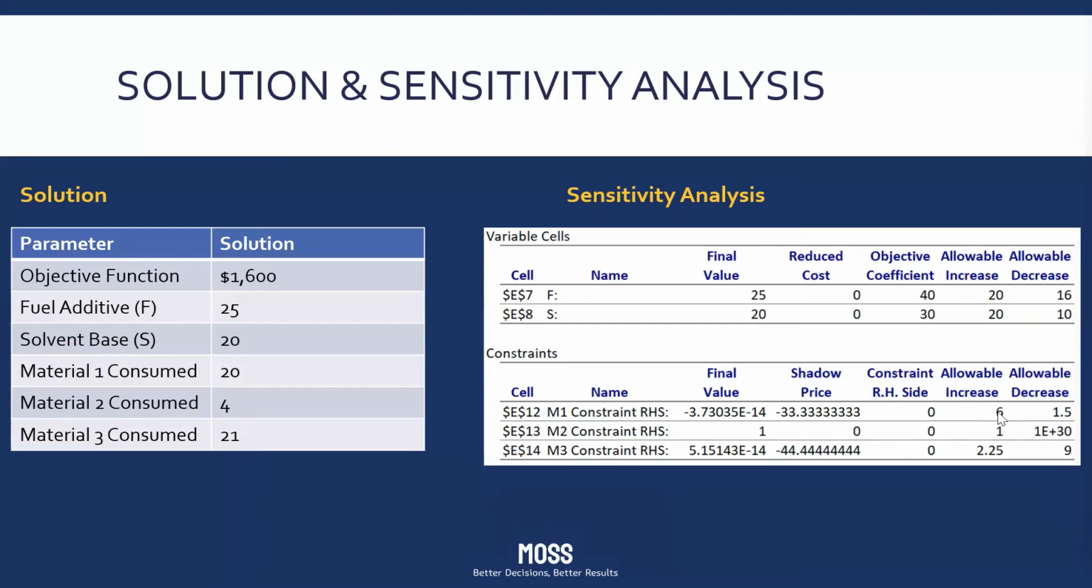So if I went from 20 to 25 tons of material 1, the incremental improvement of the objective function by this shadow price would be valid. But if I went from 20 to 30 tons of material 1, this shadow price would not hold up beyond 26 tons. And the same goes for the allowable decrease, and the same goes for the material 3 constraint.